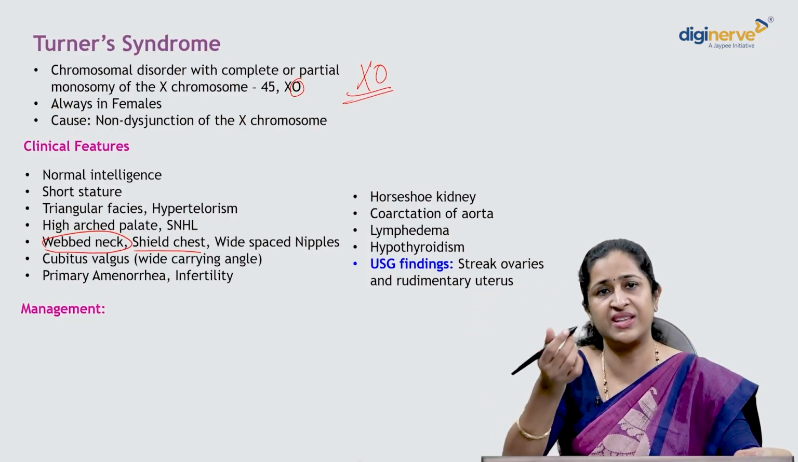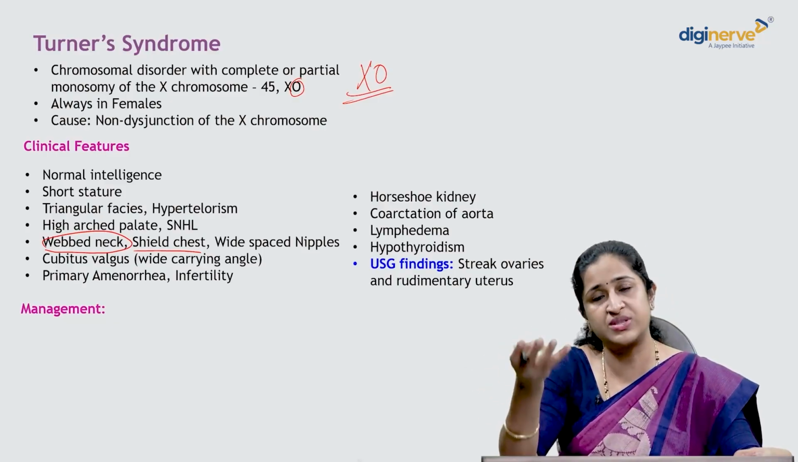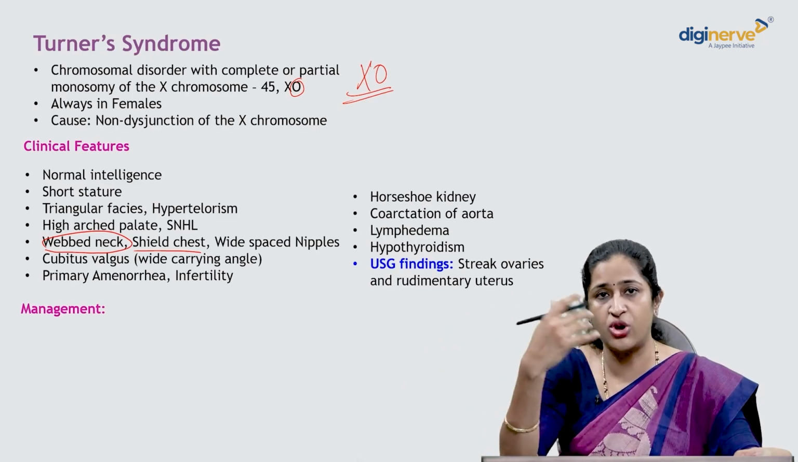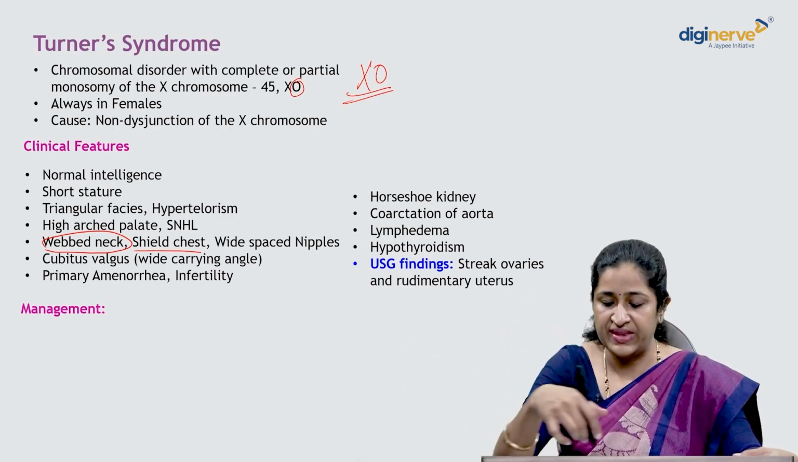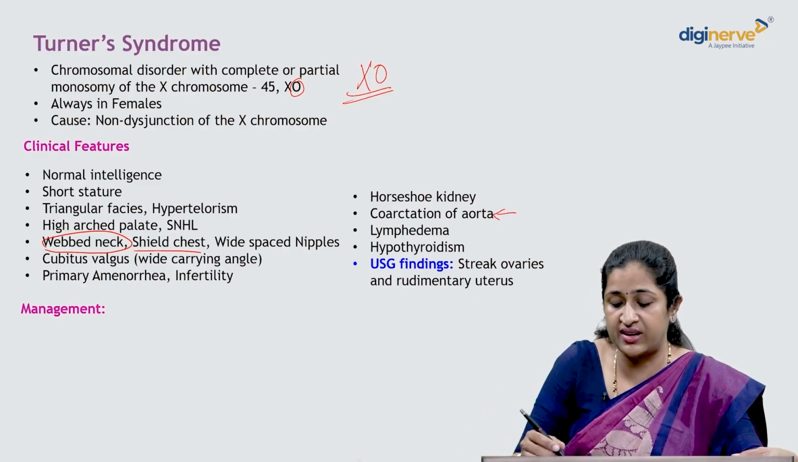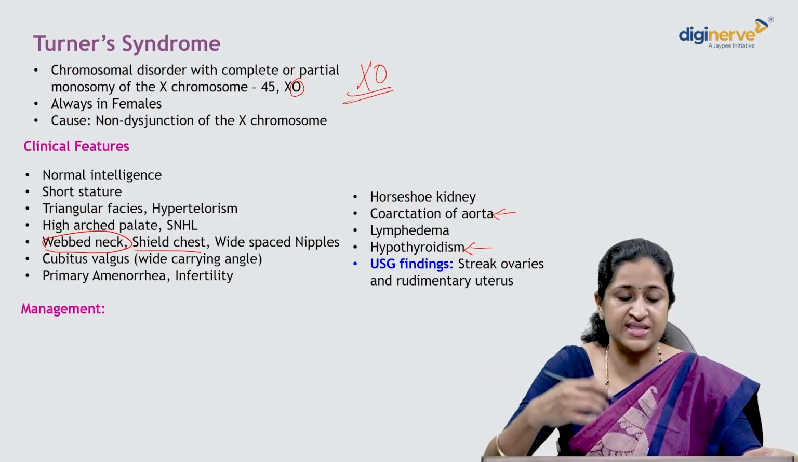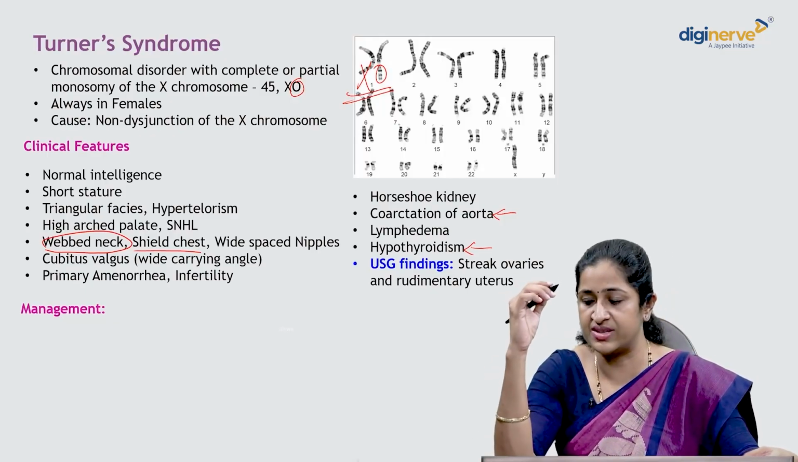Management here, essentially, you cannot give the X chromosome inside. So it's monitoring of growth, supportive care, and making sure hormone replacement therapy is given as required. In case there's cardiac involvement with coarctation, then surgery for that. For hypothyroidism, supplementation of thyroxine and things like that. This is how you proceed for management of Turner syndrome.